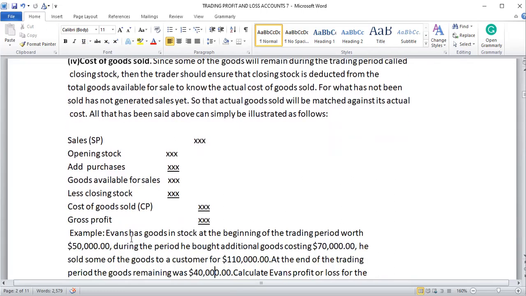So let us look at an example. Evans has goods in stock at the beginning of the trading period worth $50,000. During the period, he bought additional goods costing $70,000. He sold some of the goods to a customer for $110,000. At the end of the trading period, the goods remaining was $40,000. Calculate the profit or loss for the period.